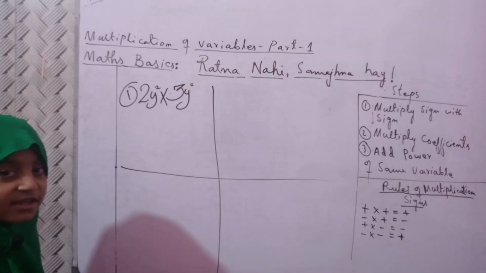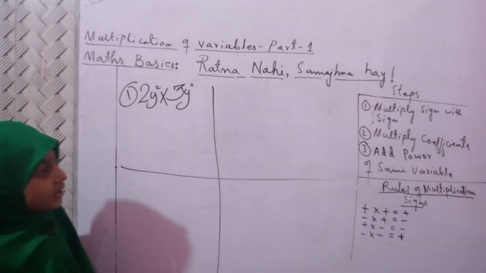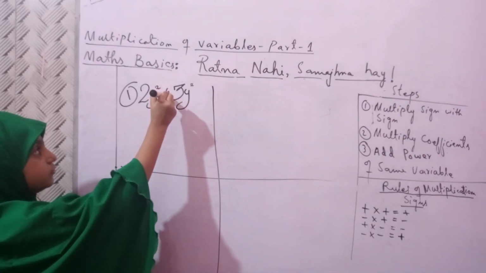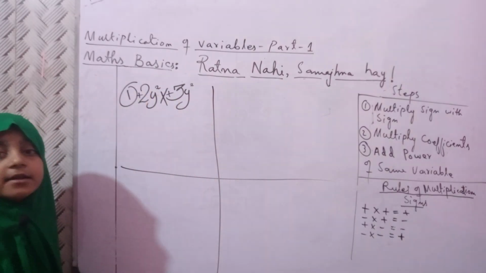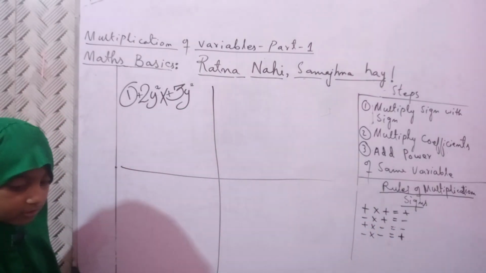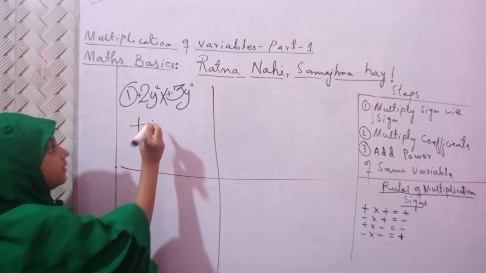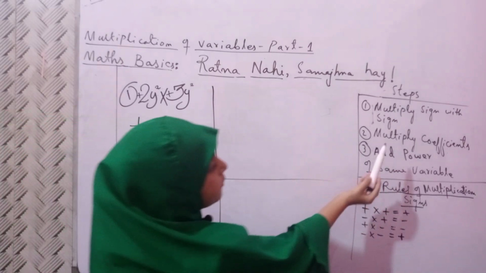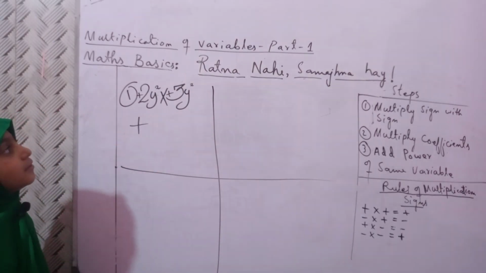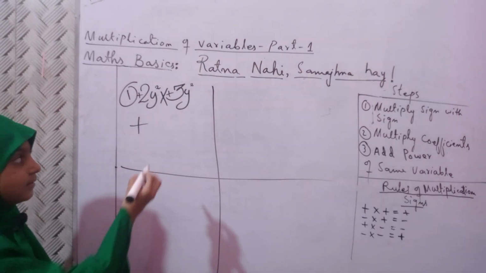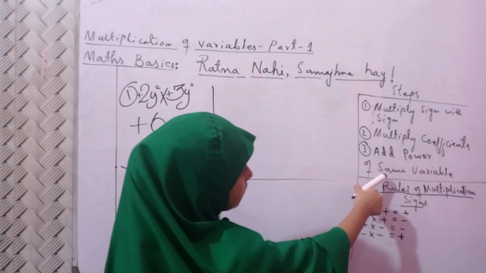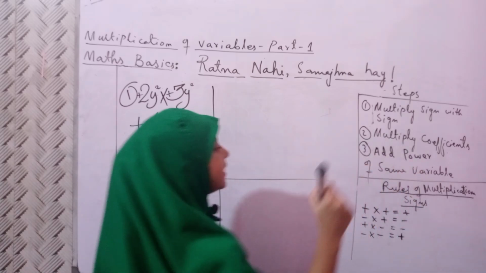Now, it is my question, and plus is hidden, and I am showing it. Plus and plus. Now, see, plus plus a plus. Now, plus will come here. Now, what is the second rule? Multiply coefficients. Now, 3 2s are 6. The term will be here. And see now, add power of same variable.